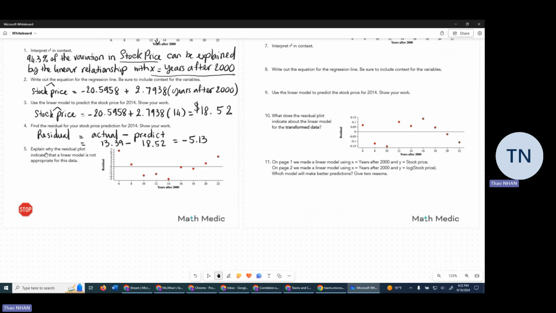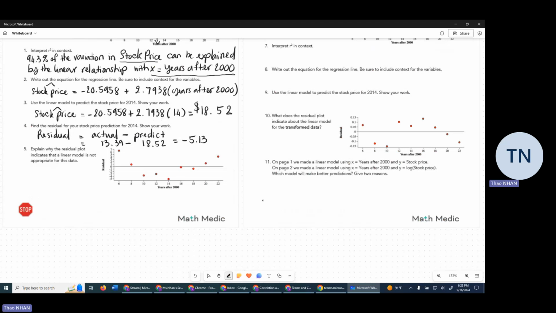Now down here on number 5, it says explain why the residual plot indicates that the linear model is not appropriate for this data. If you recall from the last class, to be considered a good model, your dots have to be all spread out, right? This one looks like it has a pattern. It looks like a parabola here, right? It goes down a little and then it goes up. So it has a pattern here, okay? Looks like a parabola, right? We don't want that. If it were a good one, all these points have to be spread out both up and down of the line here, okay?